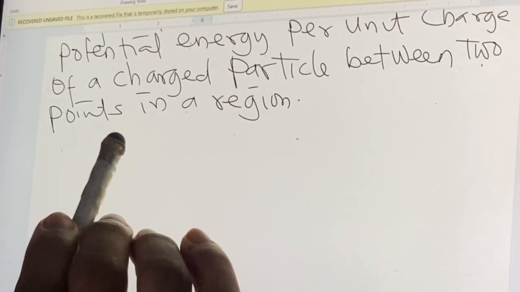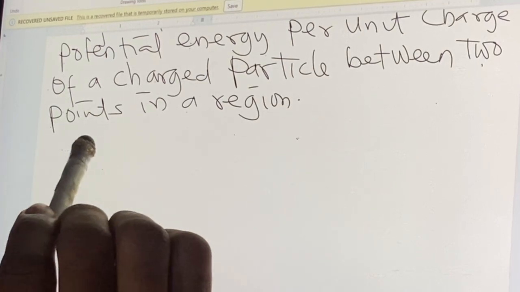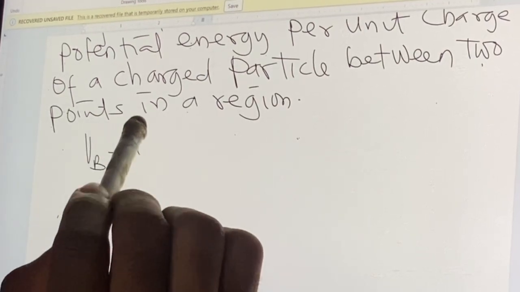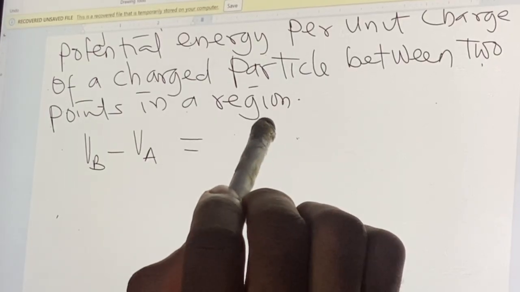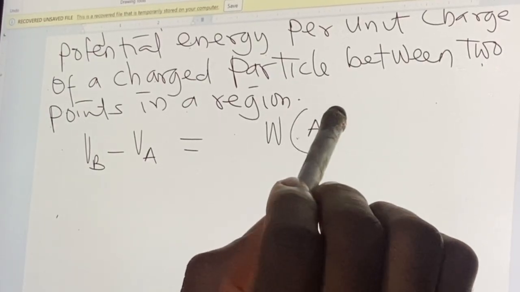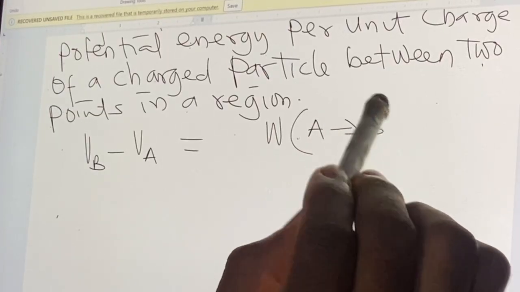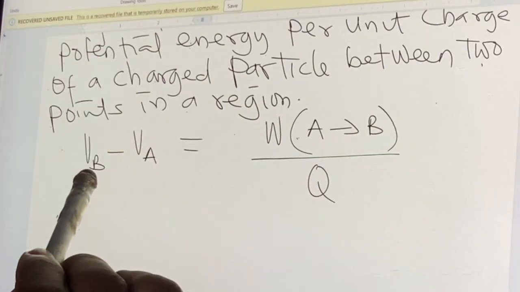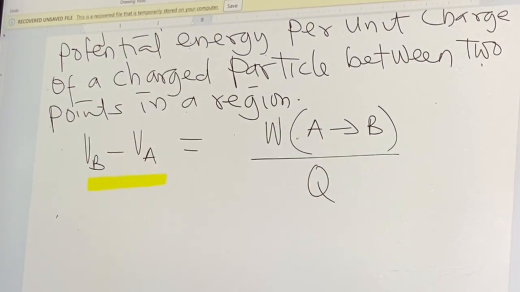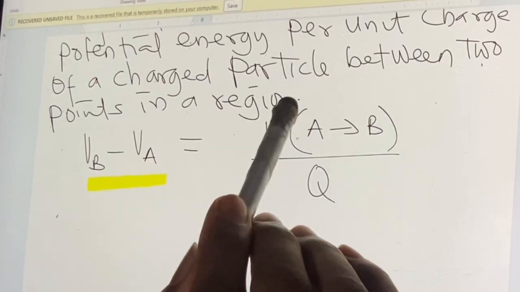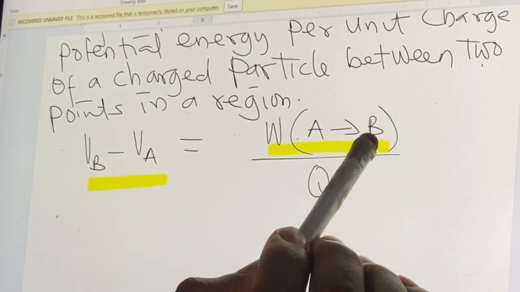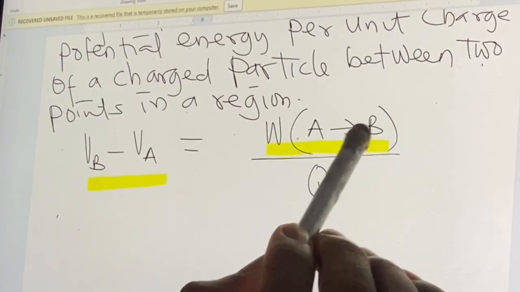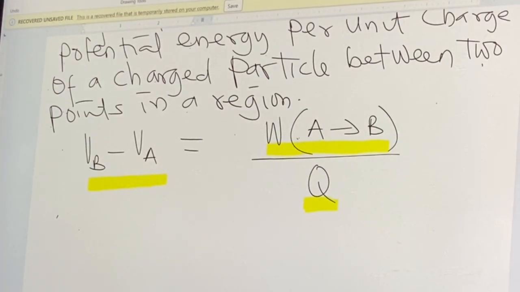Let's represent this mathematically. VB minus VA is equal to W from A to B over Q. This here represents the difference in electric potential, while this here represents the external work done, that is from A to B, and this represents the charge. Please take note. All right, let's consider question 1 here to understand the formulas perfectly.